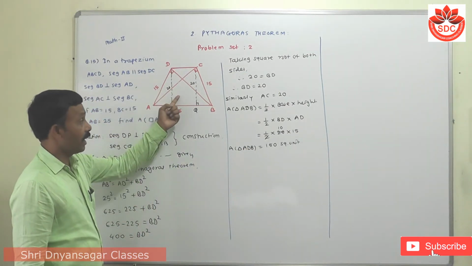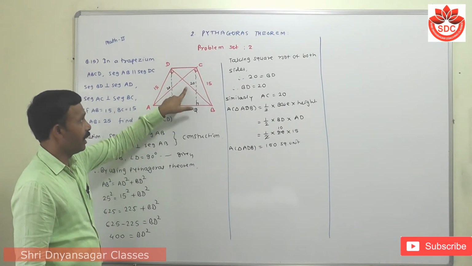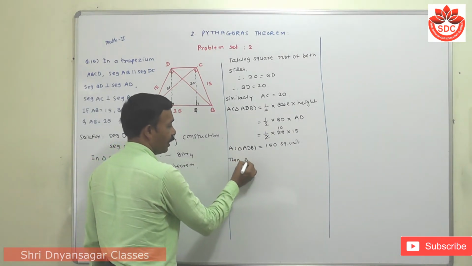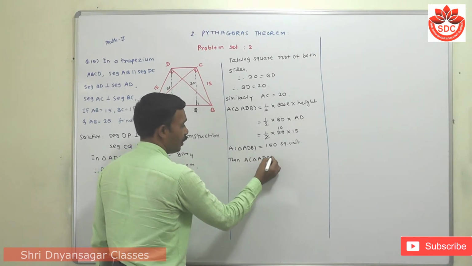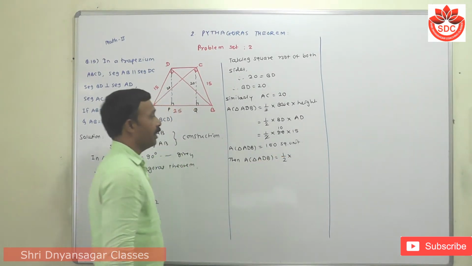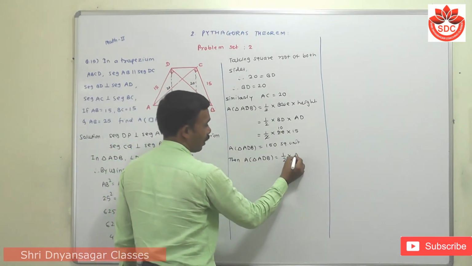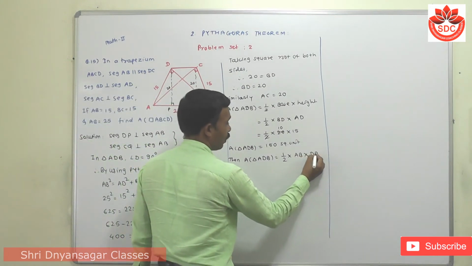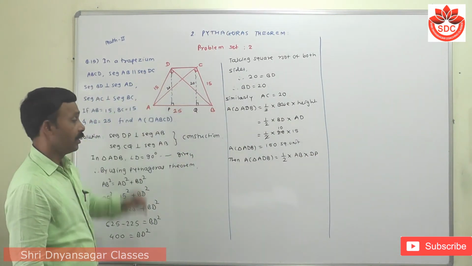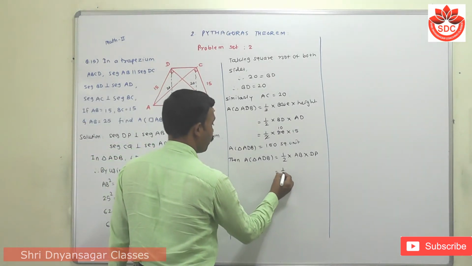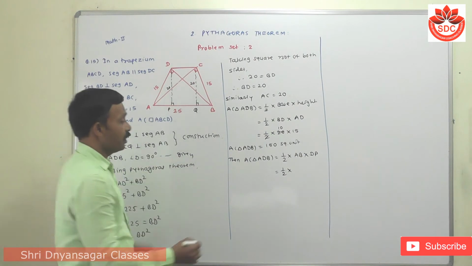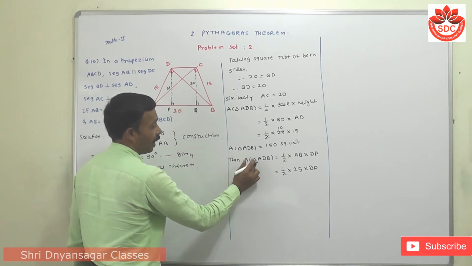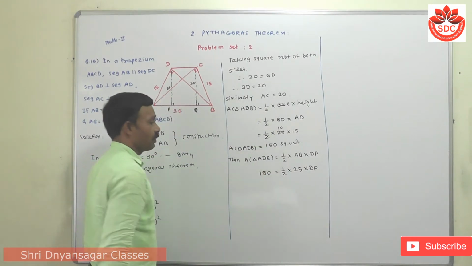Again, we take the area of the triangle with a different base. Here we took the base as BD, and now we take the base as AB. Again, area of triangle ADB is equal to half into base AB and height, the perpendicular, that is DP. Look here, we take the height as DP. Then substituting these values, half into AB, which is 25, into DP, which we have to find. And the area of this triangle ADB is 150 square units.